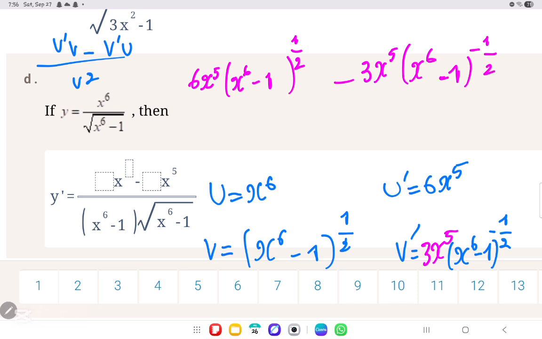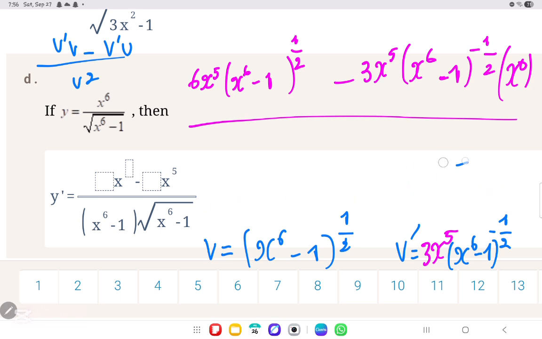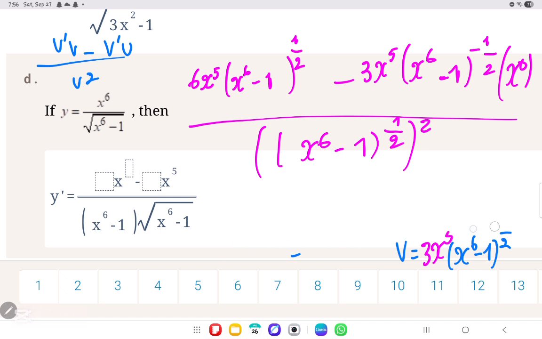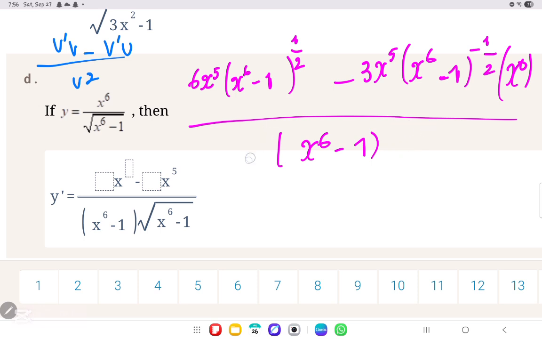Multiplied by what? Multiplied by u, which is x to the power of 6. All of it is over what? All of it is over v squared. So that's v, which is x to the power of 6 minus 1 to the power of 1 over 2, all of it being squared. So now we need to simplify it, yes? First of all, we start with this. 1 over 2 times 2 is 1. So that's basically what? x to the power of 6 minus 1. Perfect.